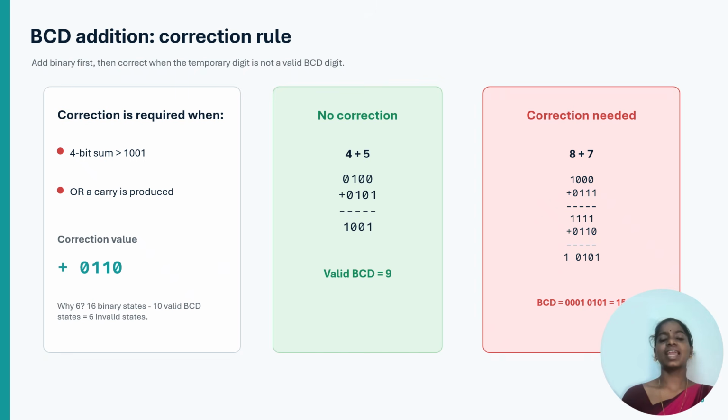Another example, take 8 plus 7. Here the decimal value 8 is represented in BCD as 1000, and decimal value 7 is represented in BCD as 0111. If we add both, we get 1111. It is invalid. The carry represents the tens digit 1 and 0101 represents 5. Therefore, the BCD result is 0001 0101, or decimal 15.